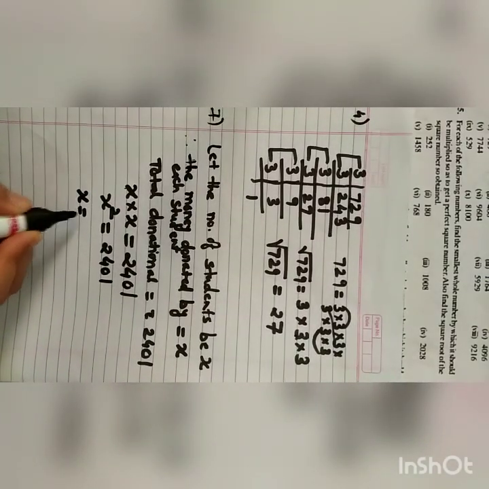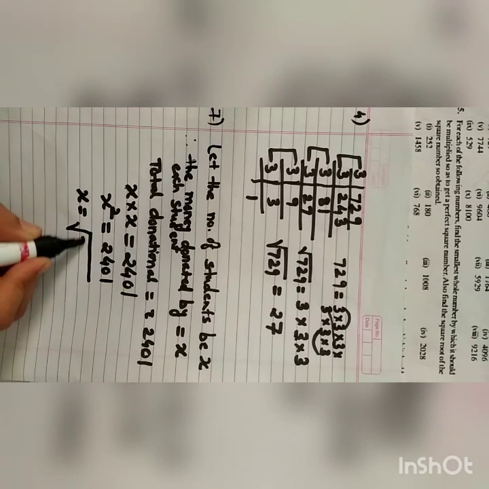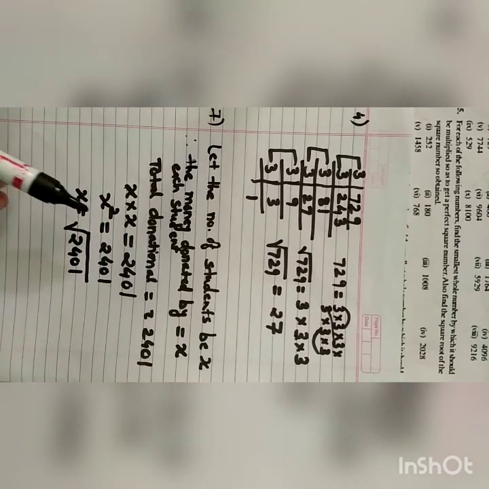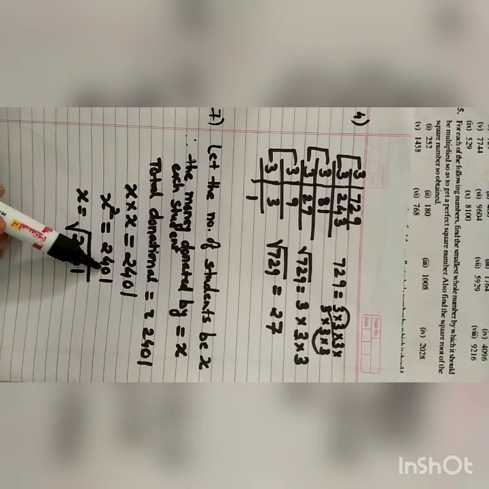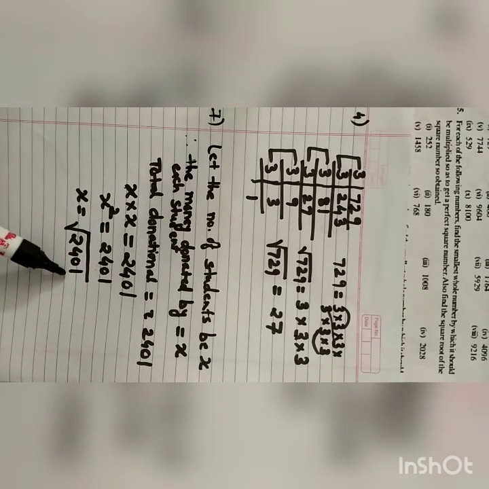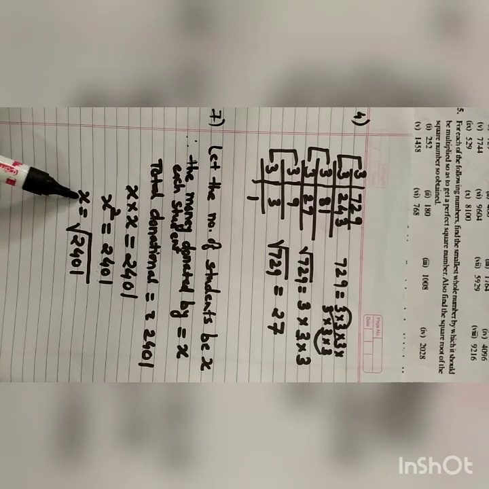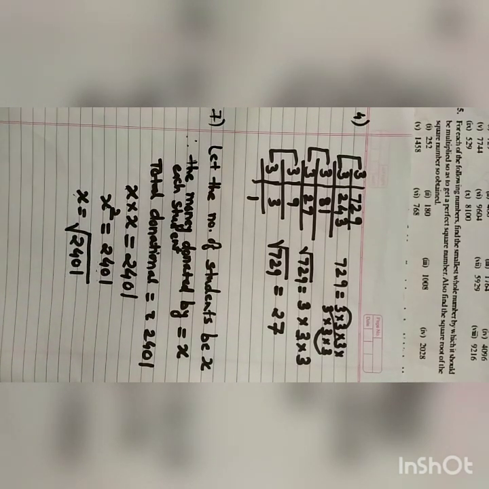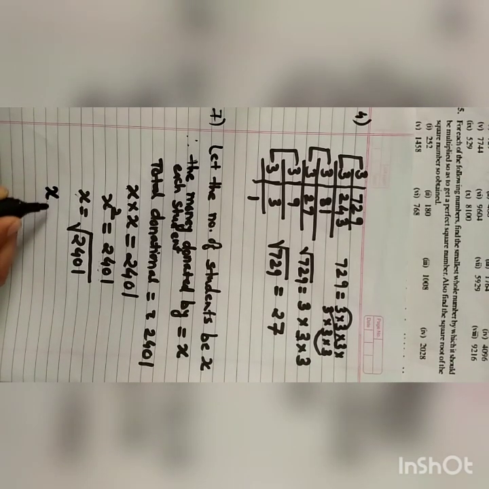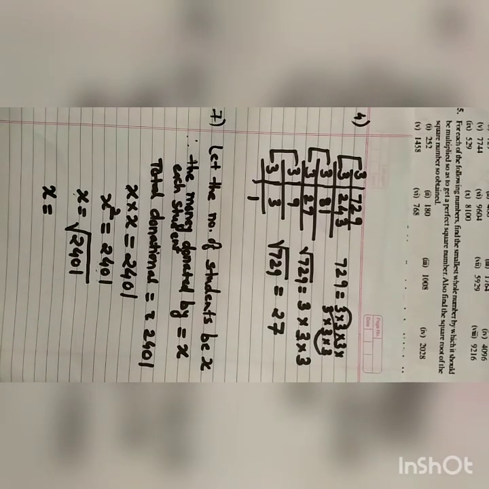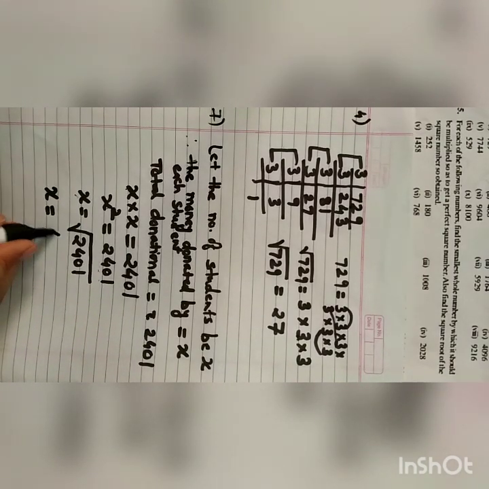So what will be x? x means the square root of 2401. If we want to remove this exponent 2 from here, then we have to find the square root on the right side of the number. So x square is 2401, that's why we find x. And for x, we have to find the square root of 2401. Now you have to find the square root of 2401 with the help of the prime factorization method and answer it. So x is equal to, here the answer is 49.